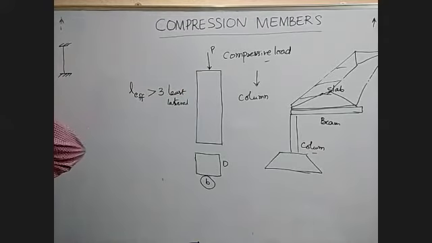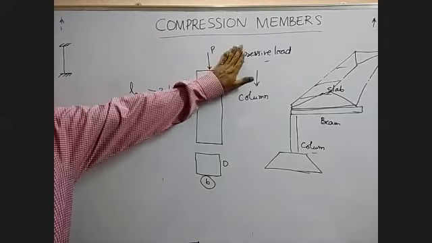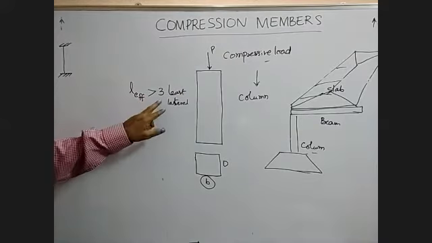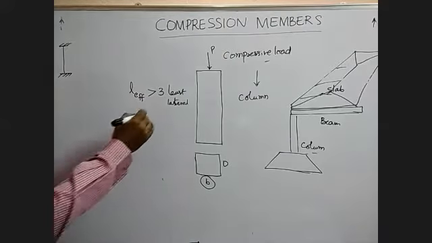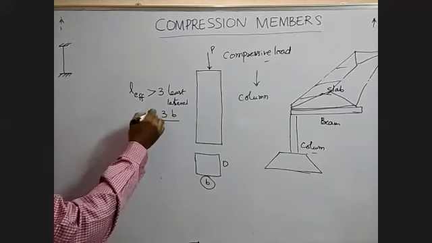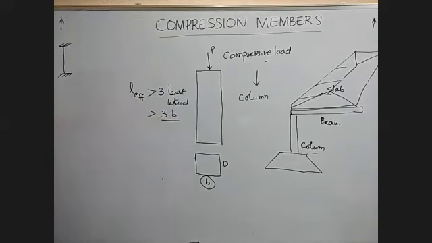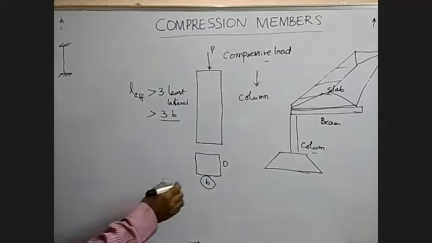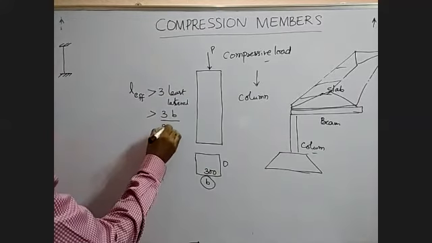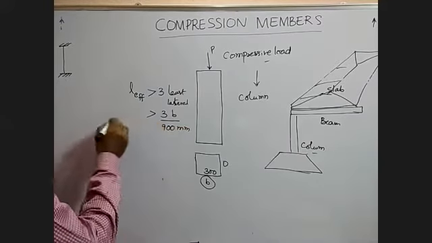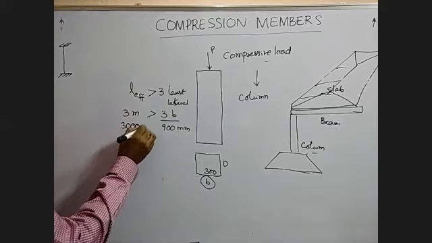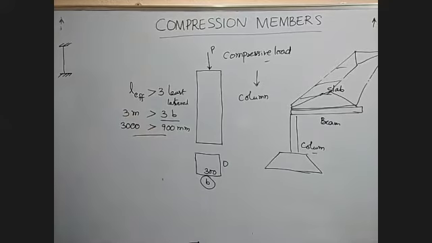So one definition is a vertical member carrying compressive load, we call it a column. And if the effective length of the column is greater than 3 times the least lateral dimension, that is 3 times the B for a rectangular column, this is greater than the B value. So let us say B is 300. 3 into 3, 900 mm. This is, let us say, 3 meters, 3000 mm. Then we call it a column.